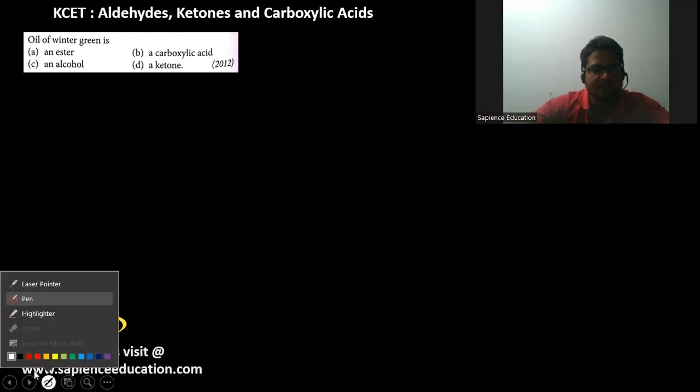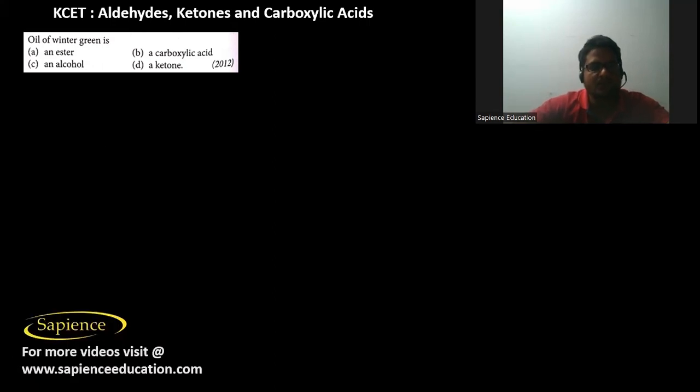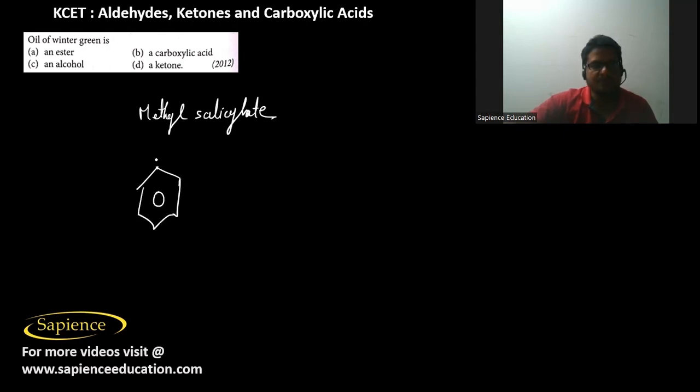So here it is asked what oil of wintergreen is. Oil of wintergreen means methyl salicylate, which is obtained from salicylic acid, which is phenol with COOCH3. So it is called methyl salicylate.